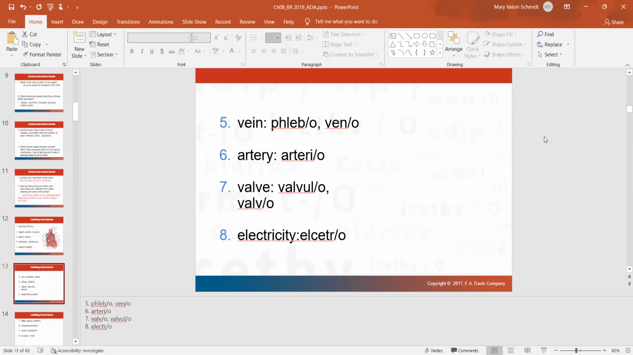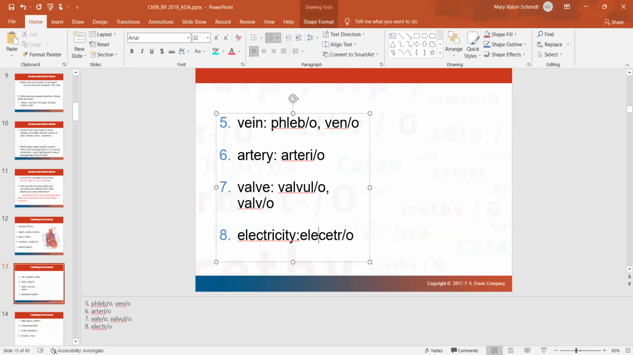Your veins, you've heard of phlebotomy, right? So phlebo, that's pertaining to the vein, or we can say veno. Don't confuse it with wine. Arteries would be arterio. Valves are valvulo or valvo. And electricity, oh, that's a terrible typo, would be electro.